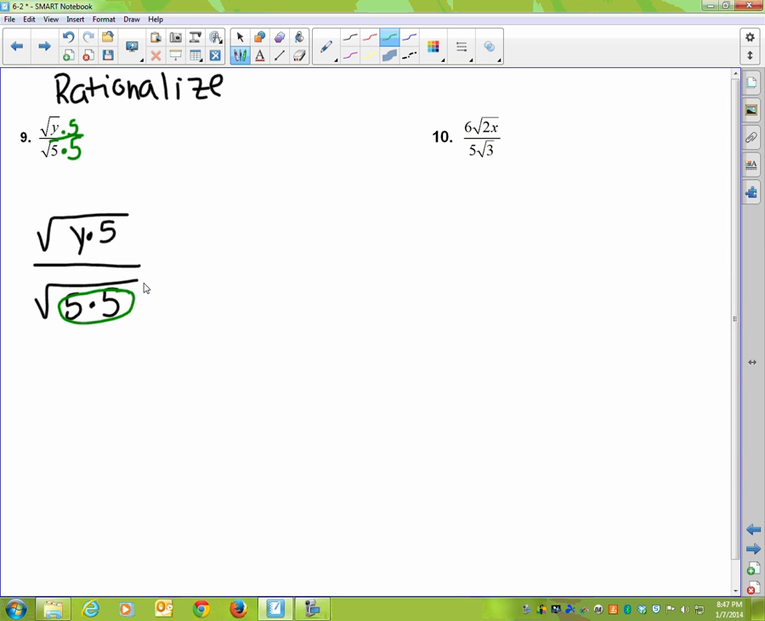It's a square root, so I'm looking for pairs of 2. That pair of 5 comes out, and I lose the square root sign. Nothing can be simplified on top, so I simply leave it as the square root of 5y over 5. You cannot reduce these two 5s. Whatever's inside the radical is protected. You can't touch it.